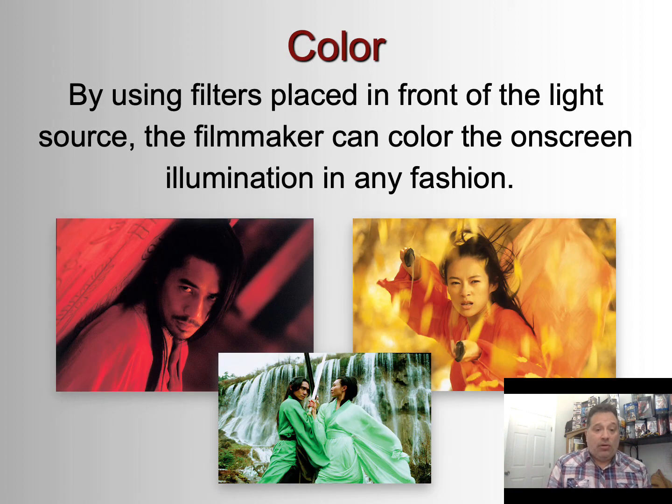Color, obviously, is important. By using filters placed in front of the light source, the video talked about it, using gels, right? The filmmaker can color the on-screen illumination in any fashion. Color can also be manipulated in cinematography and developing and finishing the film in computers, which is how most films are finished today. But it can also be manipulated right there on the set through your lights.